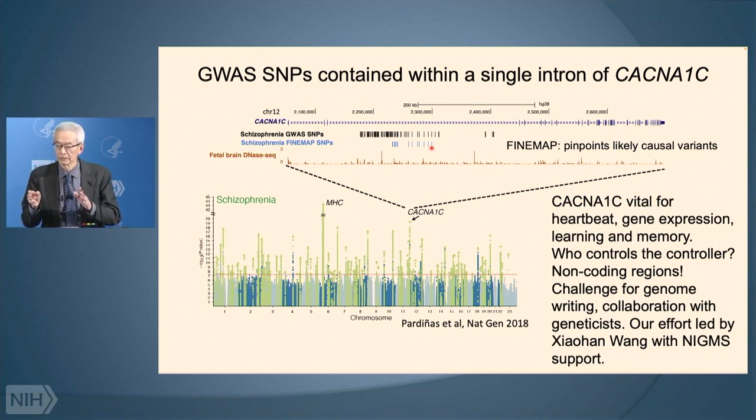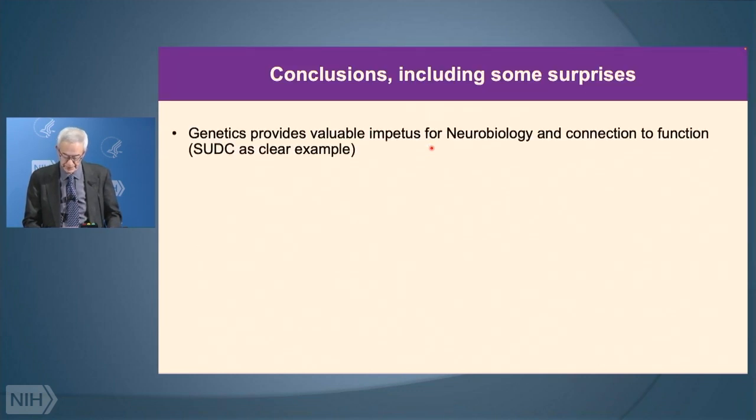We're not expecting all the risk factors to add because some of them are linked with each other, but we expect cumulatively they will have a big enough effect that we should be able to see either a behavioral change in a mouse model or an expression effect in a derived human cell. So to conclude, genetics provides valuable impetus for neurobiology in connection to function. And SUDC is a really clear example of that.